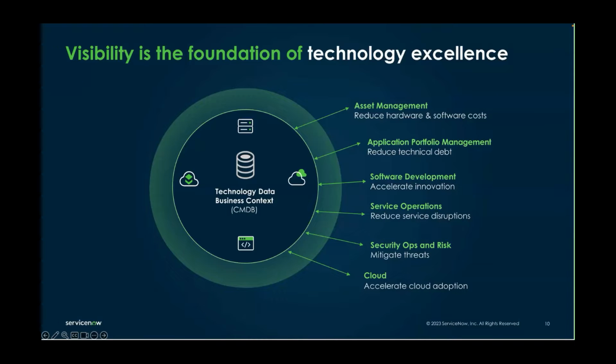CMDB helps you reduce your hardware and software costs. A fully populated CMDB can help you manage your software licenses better. It can help you plan. You can see all of the applications that run your critical businesses in application portfolio management, and you don't have to manually enter that information. All that information can be pulled in from automated sources. You can see the technical debt in real time in your systems, both on-premise and on the cloud.